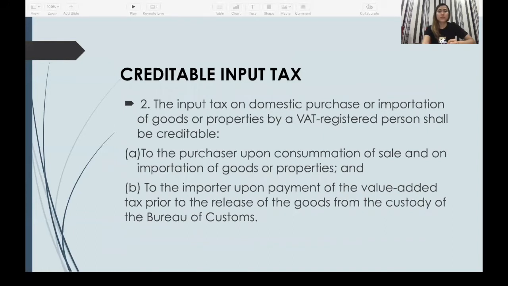So another here under creditable input tax: the input tax on domestic purchase or importation of goods or properties by a VAT registered person shall be creditable. This applies to the purchaser upon consummation of sale, and on importation of goods or properties, to the importer upon payment of the value-added tax prior to the release of the goods, which is under the rules of the Bureau of Customs.